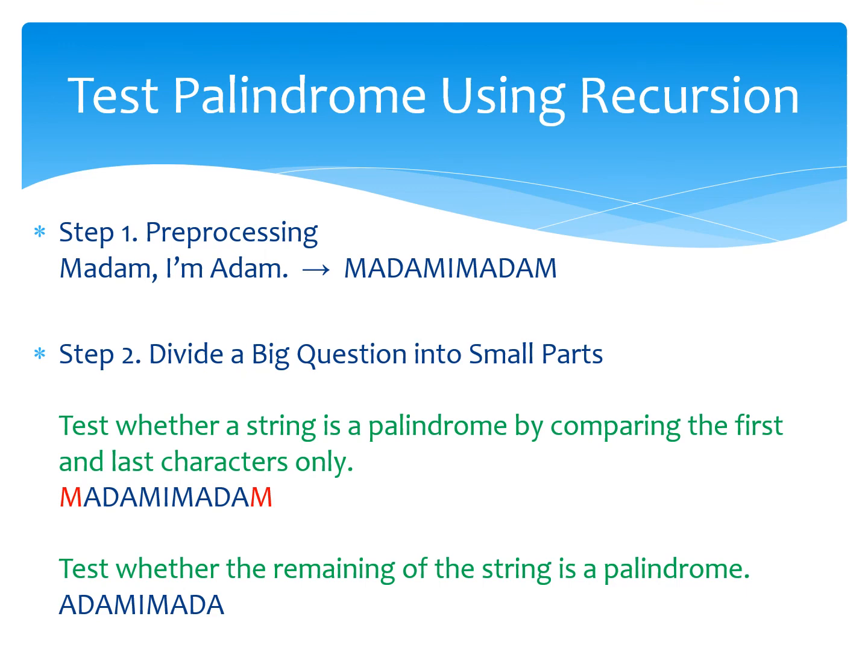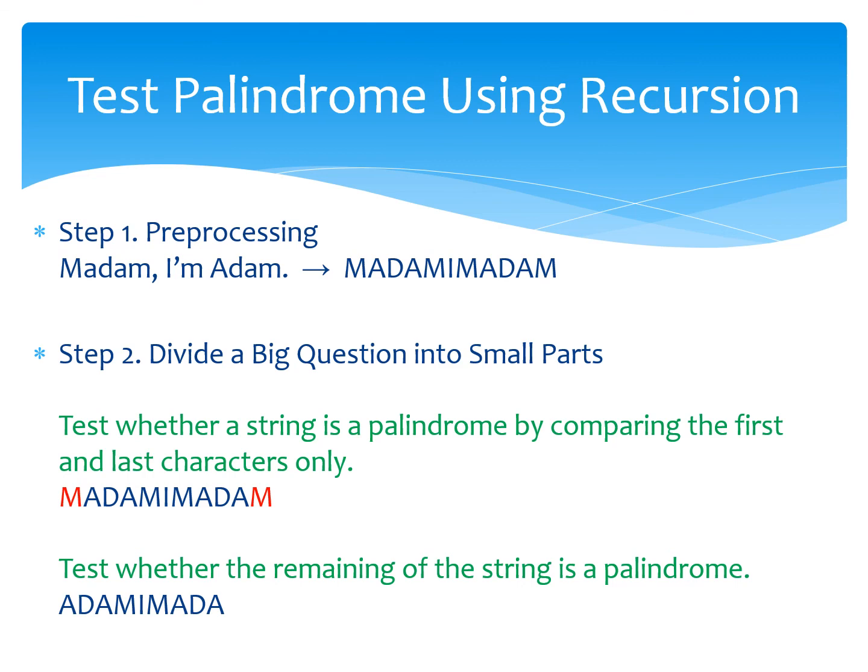Here, we use Madam, I'm Adam as an example. In the preprocessing step, we remove all white space and punctuation marks and change all characters to uppercase. As you can see in step 1, Madam, I'm Adam is preprocessed and produces MADAMIMADAM.